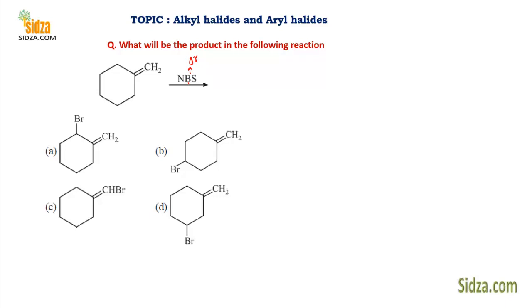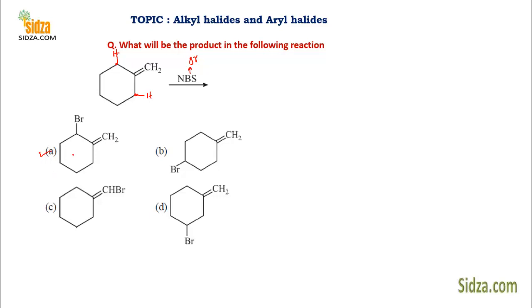It is this bromine that will replace at the allylic position. See, this is the double bond and this is the allylic position, this is the allylic position. So from the allylic position, N-bromosuccinimide is going to replace the hydrogen atom by a bromine. This is one allylic position, this is another allylic position, so you can replace any one of the hydrogen atoms from these two positions by the bromine and you get this product. So that means option A is there.